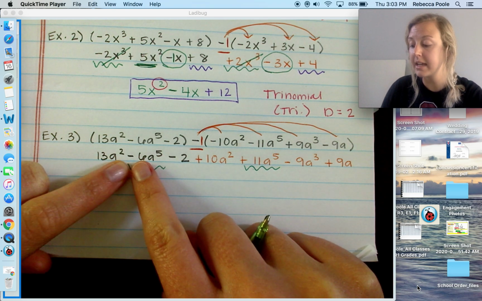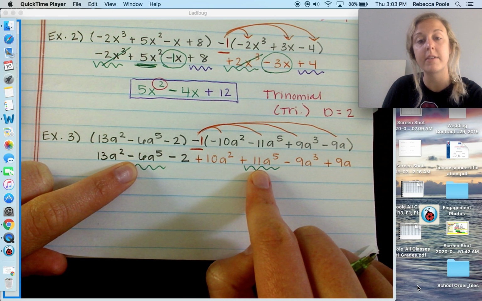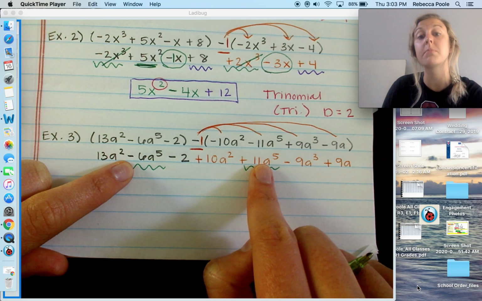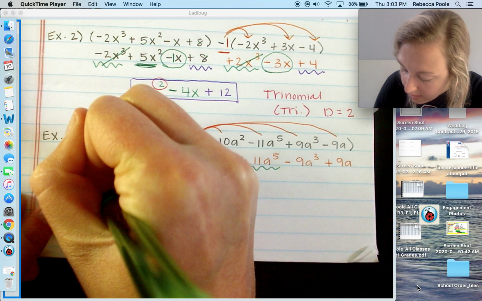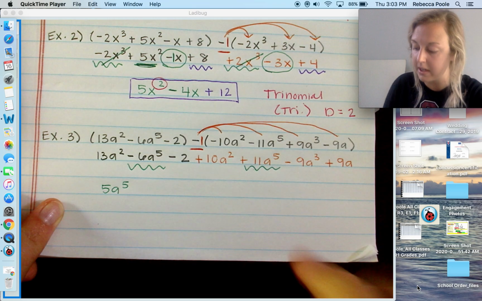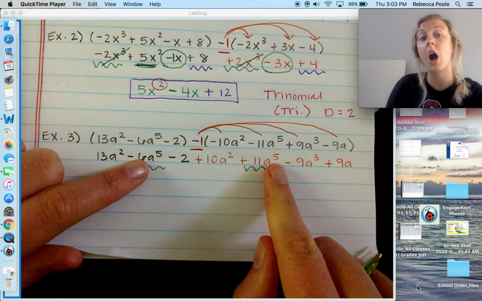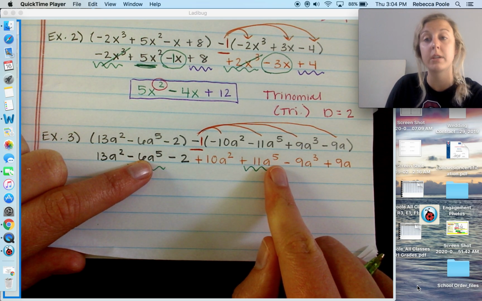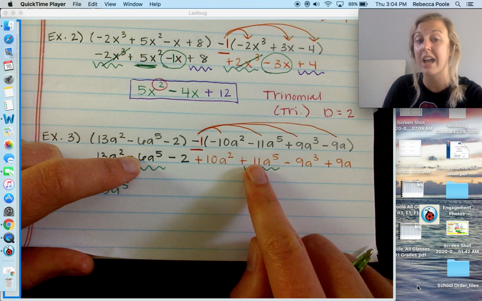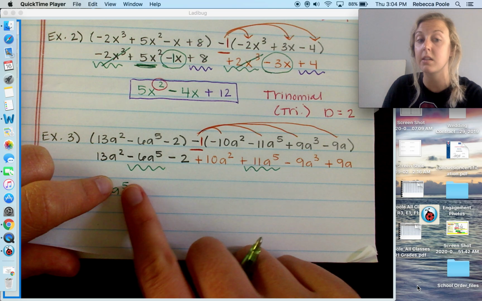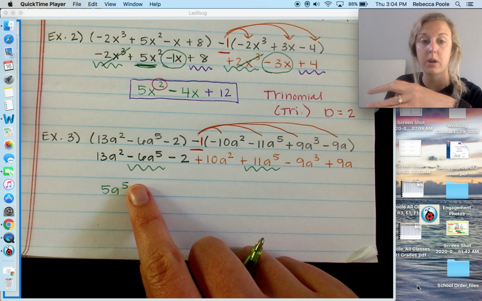Now this is negative 6 plus 11. They have different signs, so we subtract them. 11 take away 6 leaves me with 5a to the fifth. Remember, you're not changing what kind of animal this is. Think about animals at the zoo. We're not changing what kind of animal it is. We're just changing how many of them we have. So the a to the fifth stays. Don't do anything with that, okay?